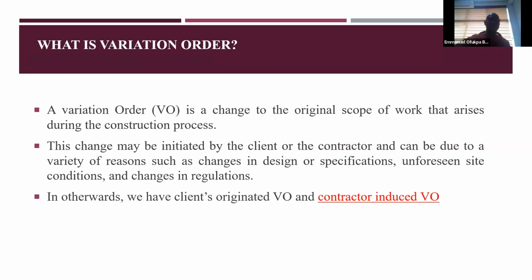A variation order is a change to the original scope of work that arises during the construction process. This change may be initiated by the client or the contractor and can be due to a variety of reasons, such as changes in design or specifications, unforeseen site conditions, and changes in regulations. In other words, we have client-originated variation orders and contractor-induced variation orders. So I specifically highlighted in red the contractor-induced variation orders.